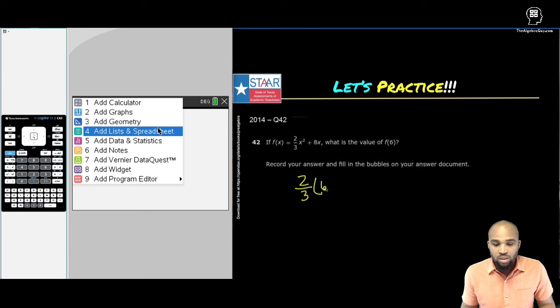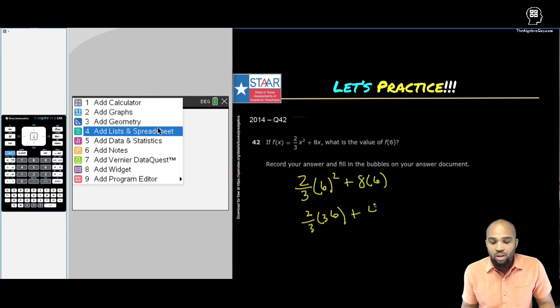Let's see, we've got 2/3 times 6 squared plus 8 times 6. 6 squared is 36, so 2/3 times 36. That seems complicated, but this is actually not too bad. 36 divided by 3 is 12. 12 times 2 is 24. 24 plus 48 is 72. That looks right. 72.